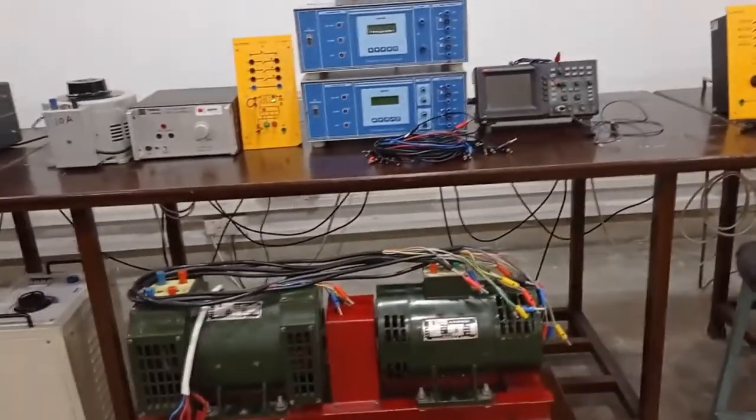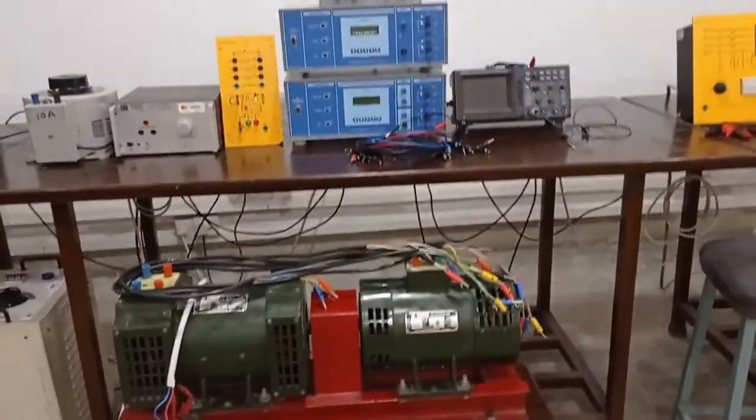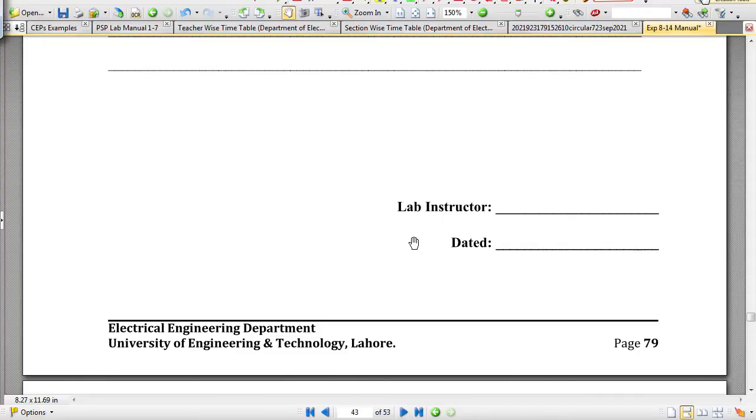So follow the instructions step by step and show the circuit to the instructor at each step mentioned in the manual. So that's all for this experiment. Thank you.